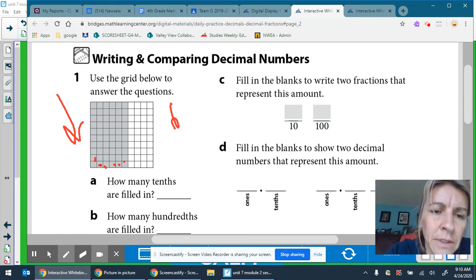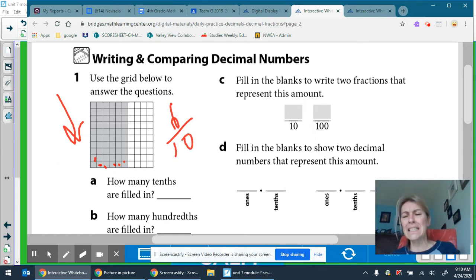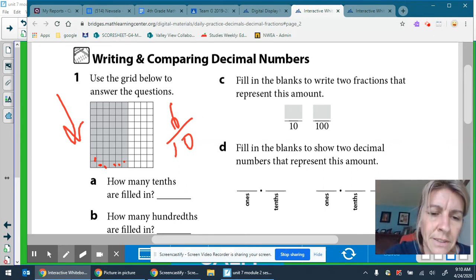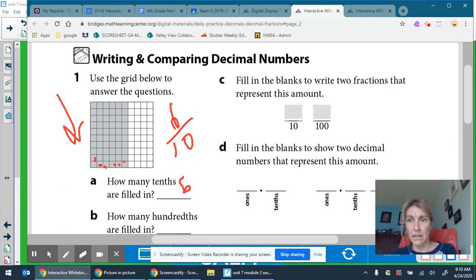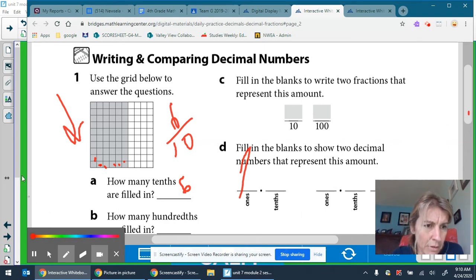I'm just going to write that up here. My handwriting is so bad on this. Sorry, team. That's a 6. 6/10. So let's see, how many tenths are filled in? We have 6 of them. 6 tenths. How many hundredths are filled in? If 6 out of 10, we know hundredths is talking about just the units. There are 10 per one strip. So if you have 6 of those, we would say... Let me see if I can go down. How do I do it?